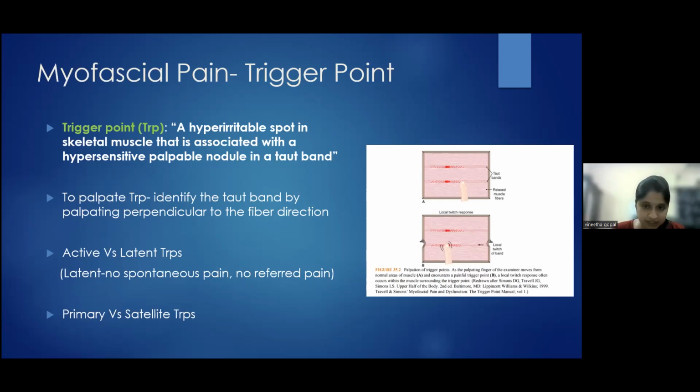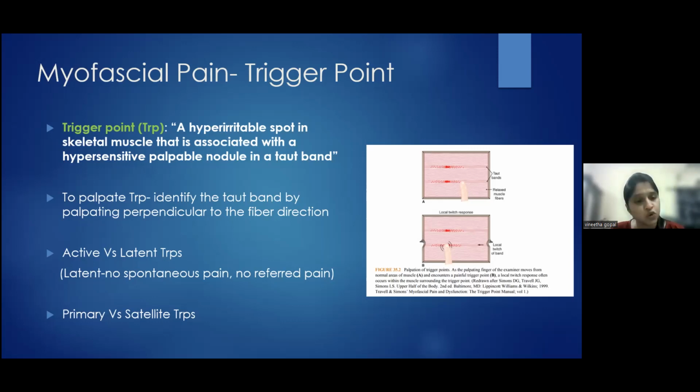Satellite trigger points means that as central sensitization and peripheral sensitization happen, the patient will have trigger points in other muscles or other areas also. So if you go and treat the satellite trigger points, the patient's pain will remain like that. You have to address the primary trigger point. So how will you know that?